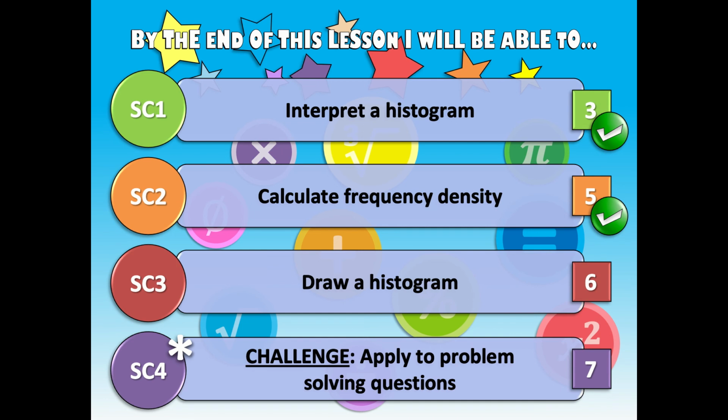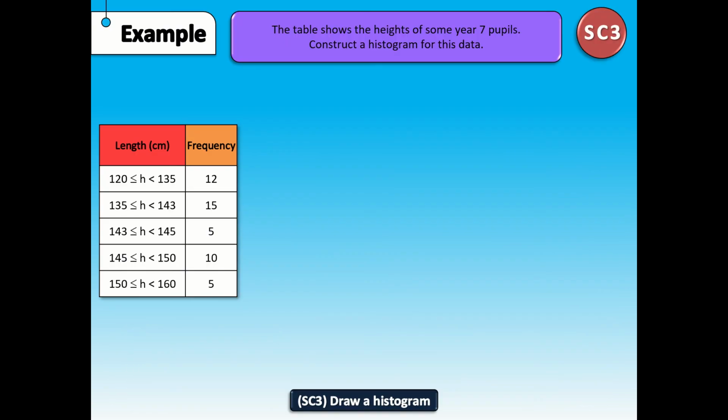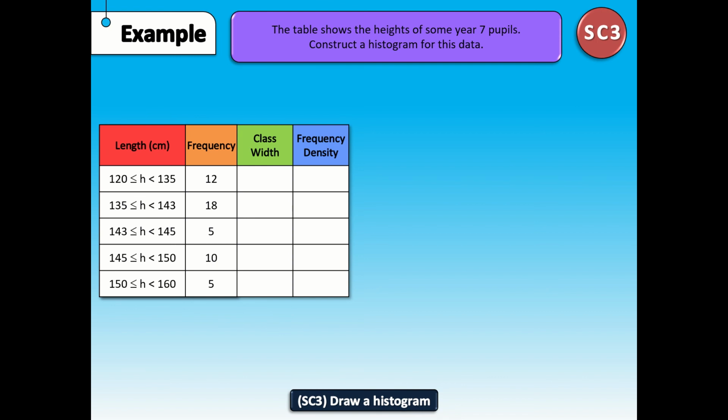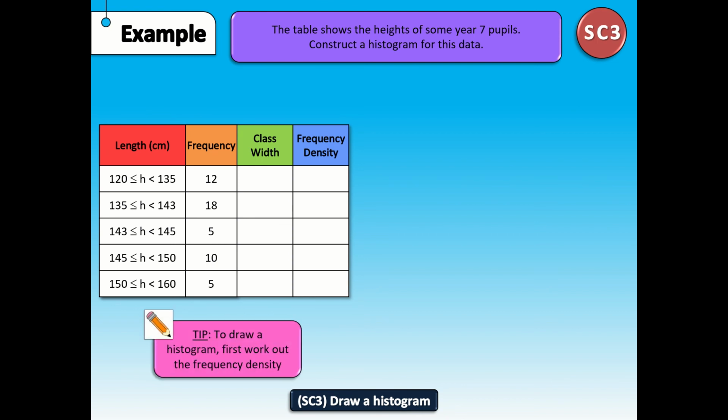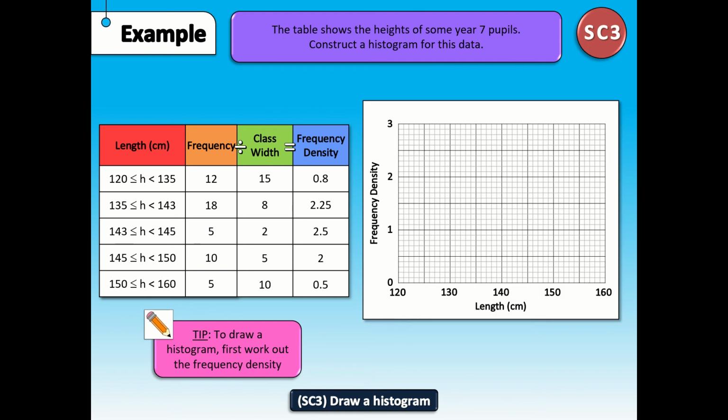So now we're going to move on to number 3, and this is to be able to draw a histogram. The table shows the heights of some Year 7 pupils, and we want to construct a histogram for this data. So the first thing we need to do is work out the frequency density. So we do the class width, and then the frequency divided by class width, and that tells us the frequency density. So now we can draw our histograms.